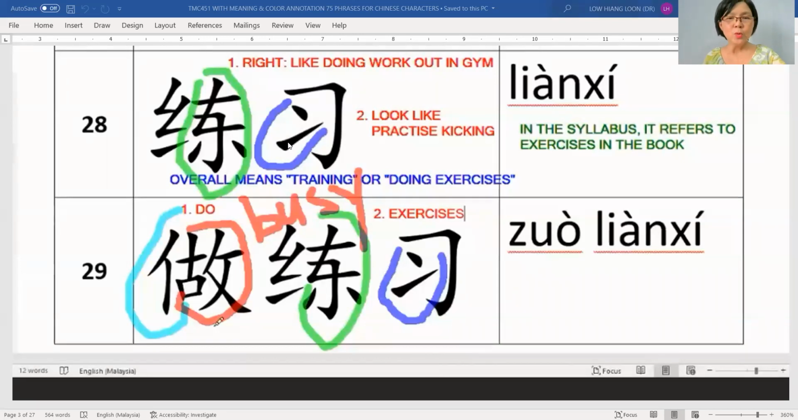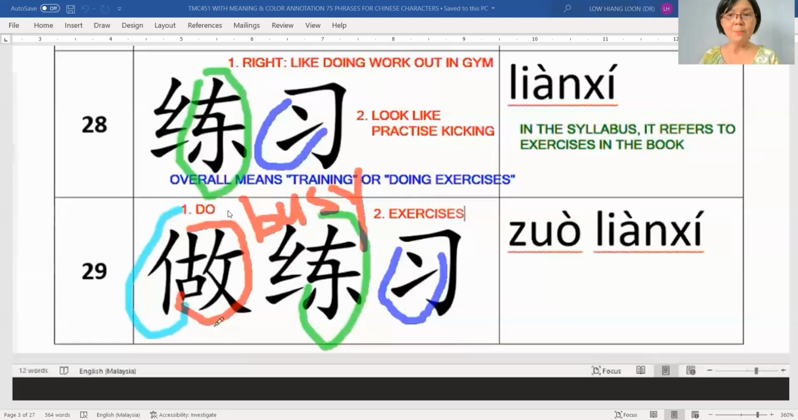Okay. So tonight with the Lianxi and with the people. So means what? 做练习 means the people are busy doing the exercise. Busy doing the exercise. Okay, 做练习.